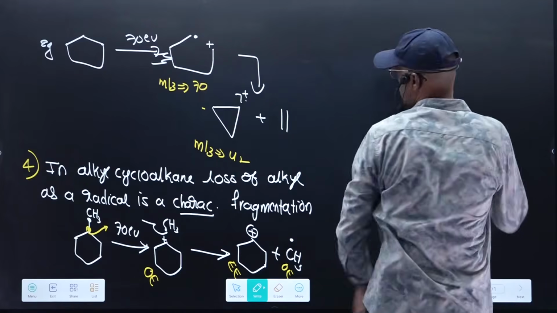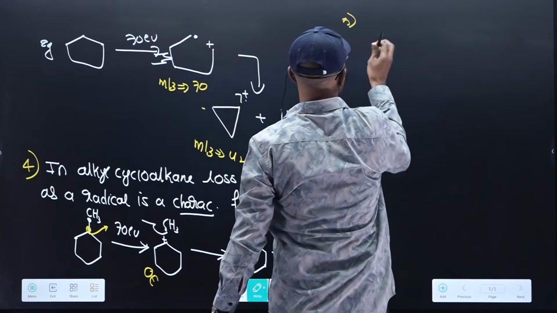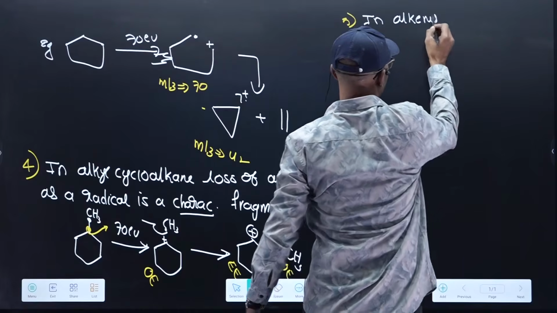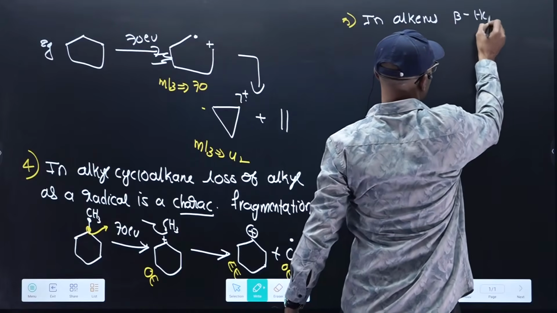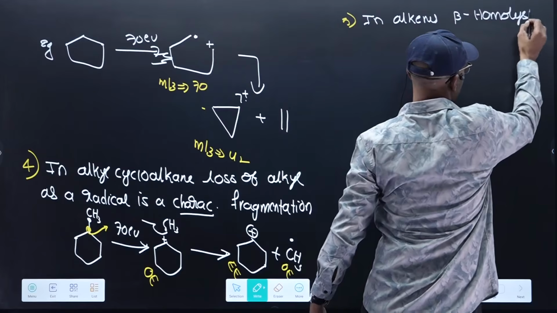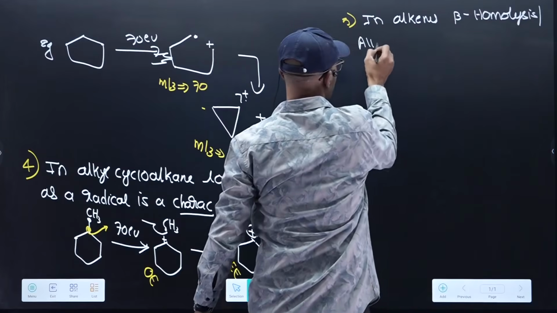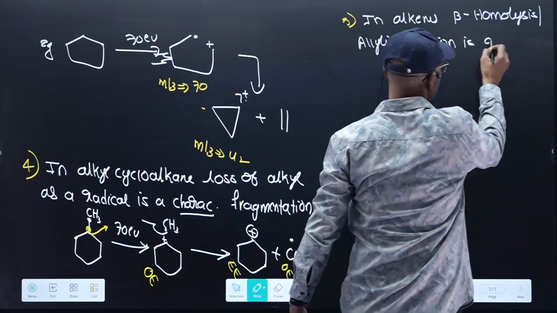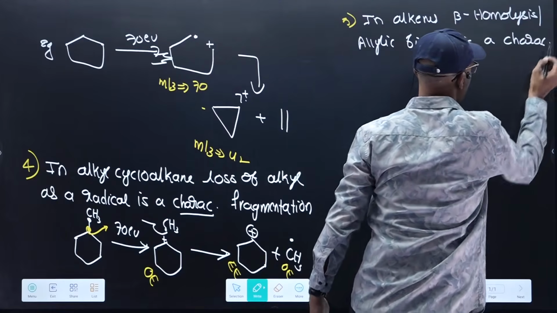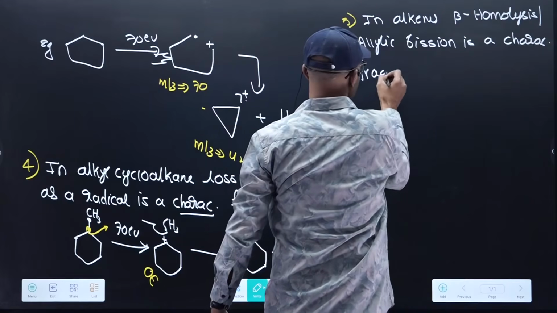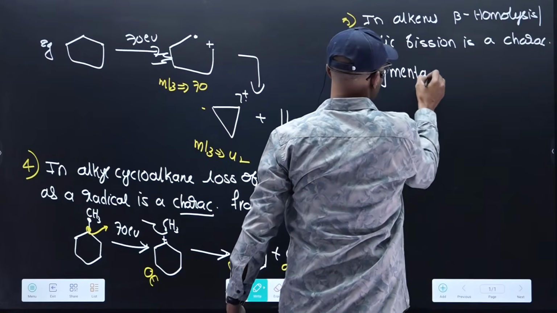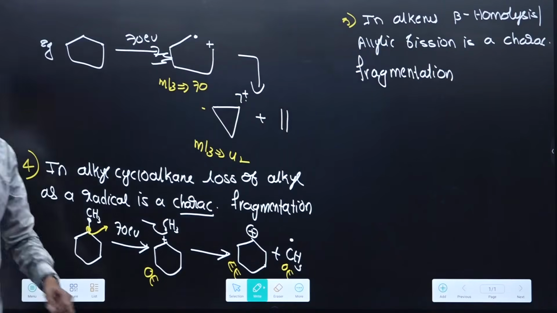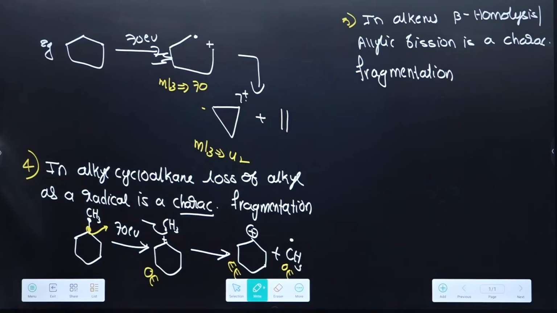So from here onwards it is most important. Functional groups are going to come. Alkenes like that. See, if you take any alkene, in alkenes, beta homolysis or allylic fission is a characteristic fragmentation. Alkenes. If any double bond is given, beta homolysis is a characteristic fragmentation.